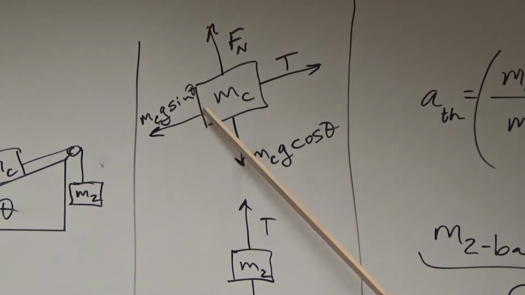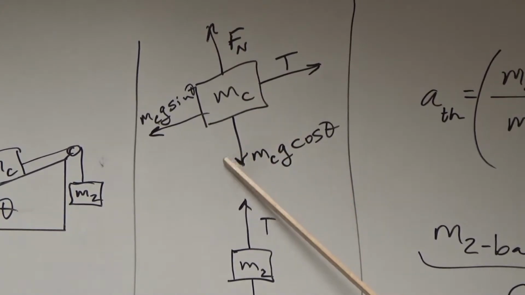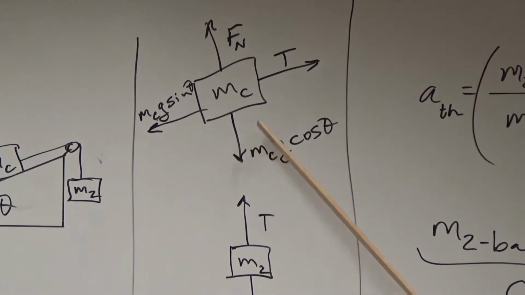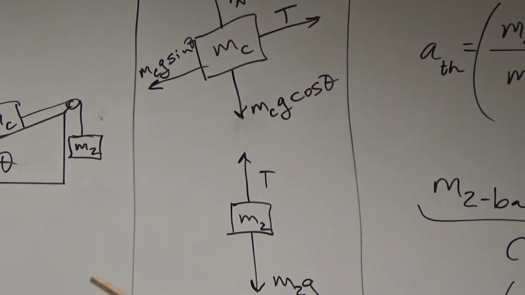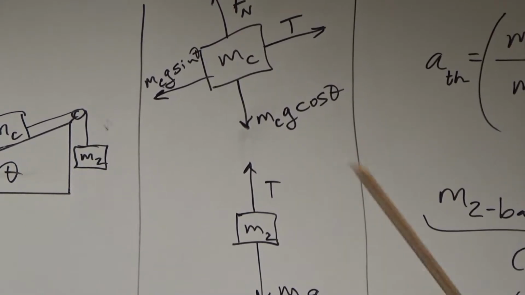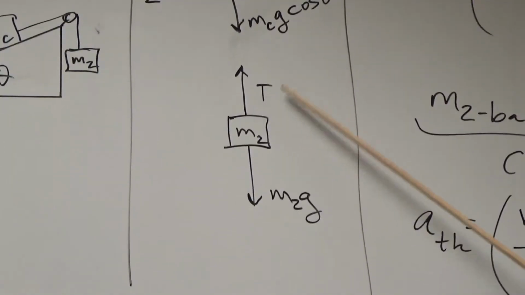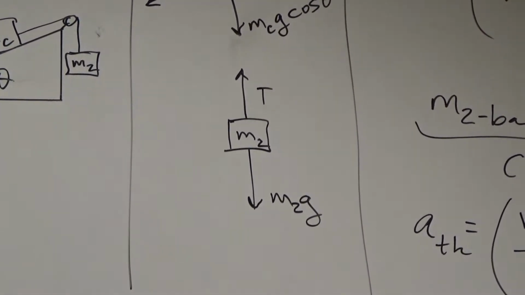There's a tension, mc g sine theta downhill, and then of course the normal force and mc g cosine theta normal to the ramp. We're not concerned about the normal force and the gravitational force on the ramp because we're ignoring friction. In the next lab, where we do Newton's second law with friction, we will be concerned about these things. Then for the hanging mass, all you have is the tension and m2 g.